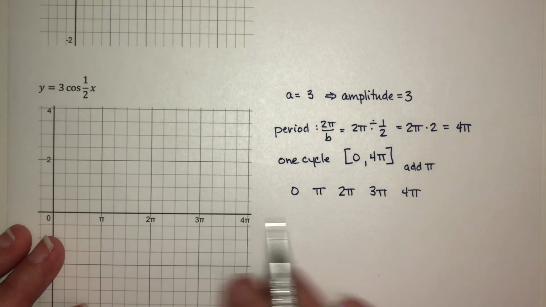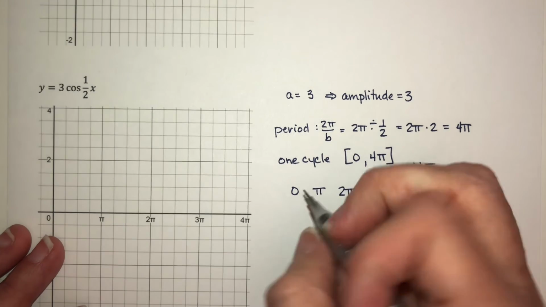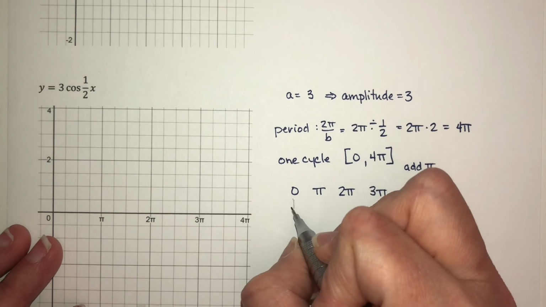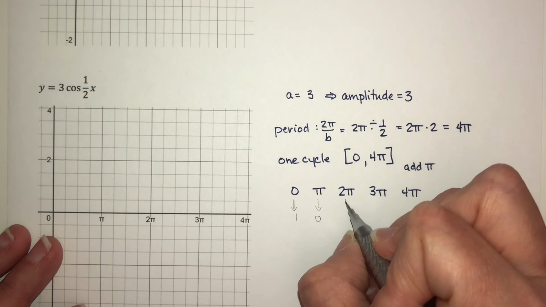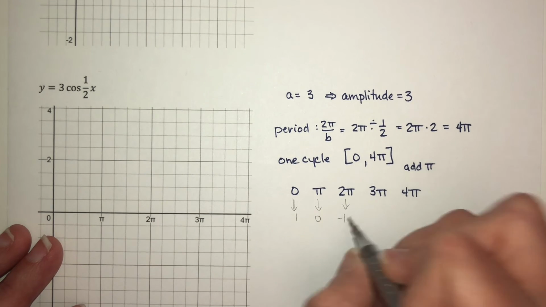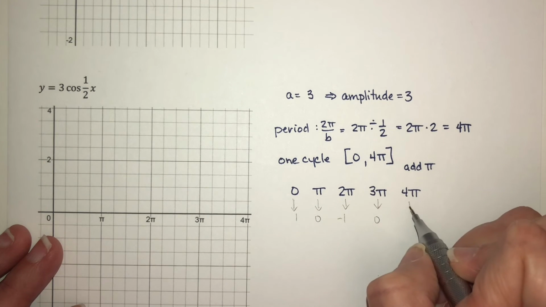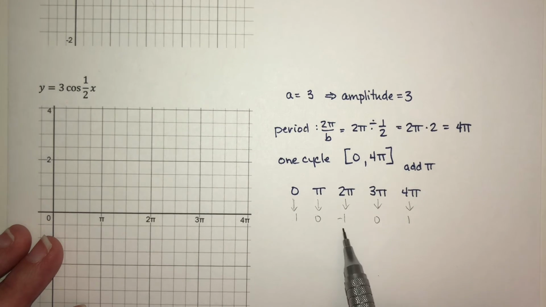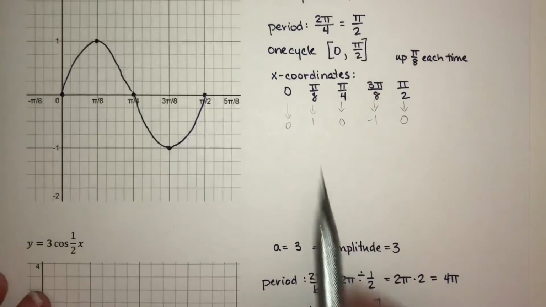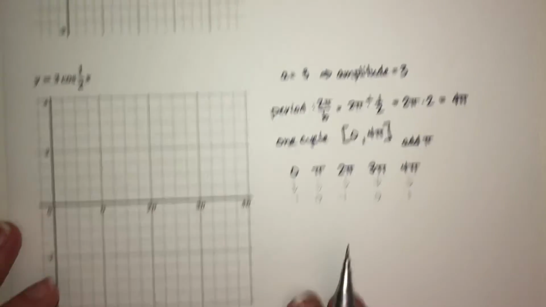If we're just listing our 5 major points for cosine first, just regular cosine, 0 would go to 1, pi goes to 0, 2 pi goes to -1, this one will go to 0, and then this one will go back to 1. So +1, 0, -1, 0, 1. The same thing happens here. You just got to remember what number you start on.